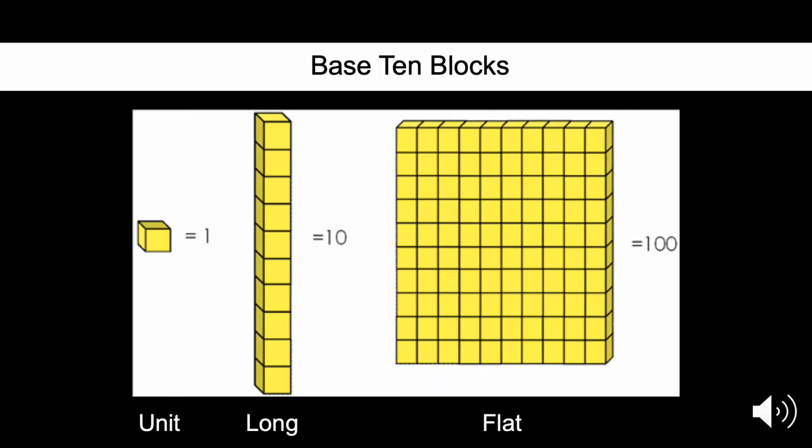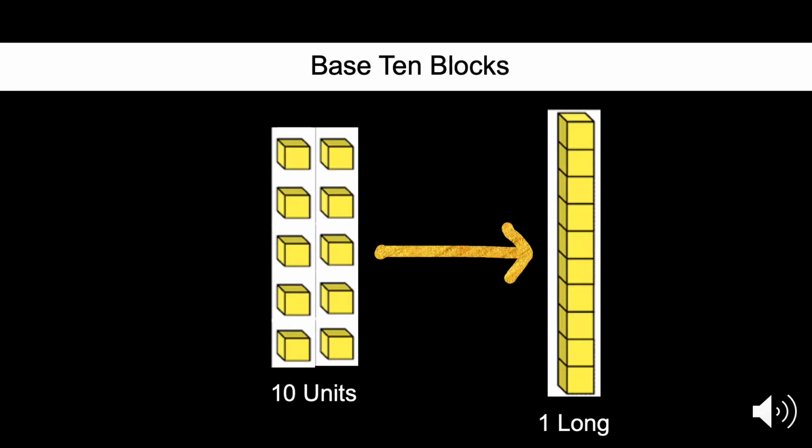As you can see above, one yellow box is called a unit, 10 yellow blocks are called a long, and 100 yellow blocks are called a flat. Let's look at this again. If we have 10 units, that is 10 single blocks, we can regroup it into one long. So we are trading it in for one long by putting them together.